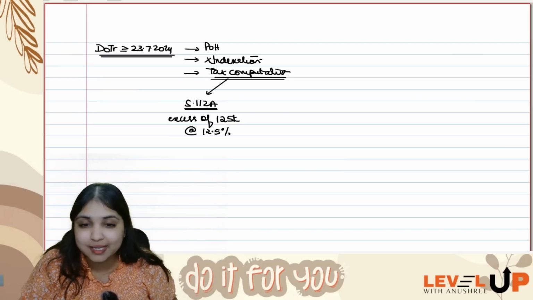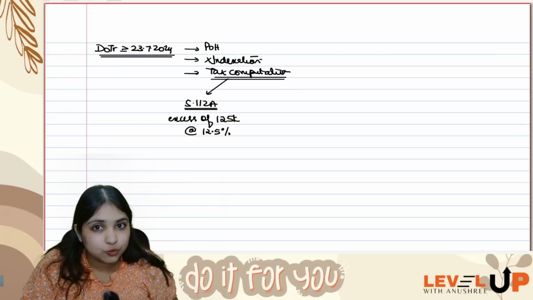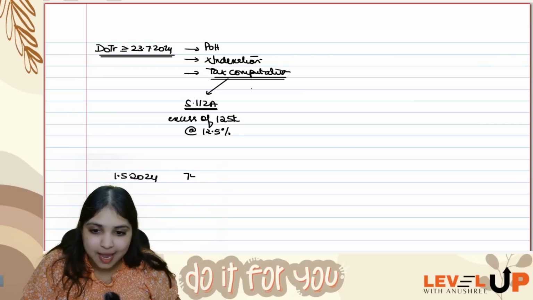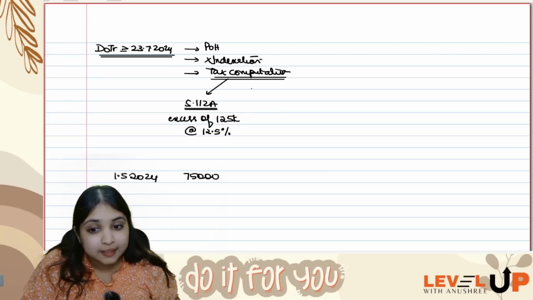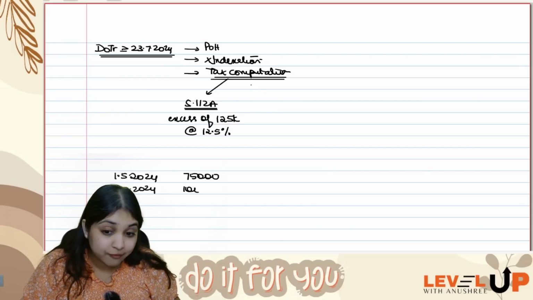You remember the example, guys? I'll put the same example for you over here once again. I had 2 transfers, guys. On 1st May 24, I had a transfer. My capital gain was 75,000. Then I had a transfer on 1st October 24 also. Here my capital gain was 1 lakh rupees.